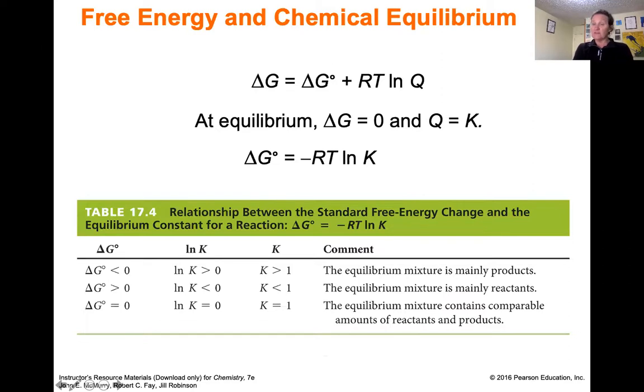So we can actually measure delta G's and determine equilibrium constants, which is often an easier way to do it than measuring all the concentrations at equilibrium. So if we take our equation that we've been using, if we set delta G equal to 0, because that's what equilibrium would be, and then that would mean Q equals K, and rearrange that equation, that says if you can get the delta G for the standard state, it's equal to negative RT ln of K, and you can get the equilibrium constant for a reaction.